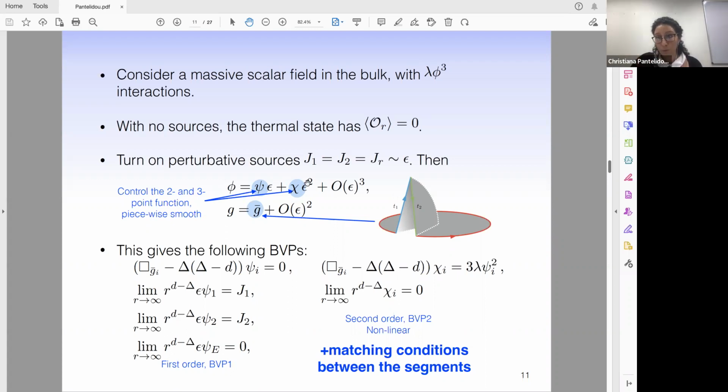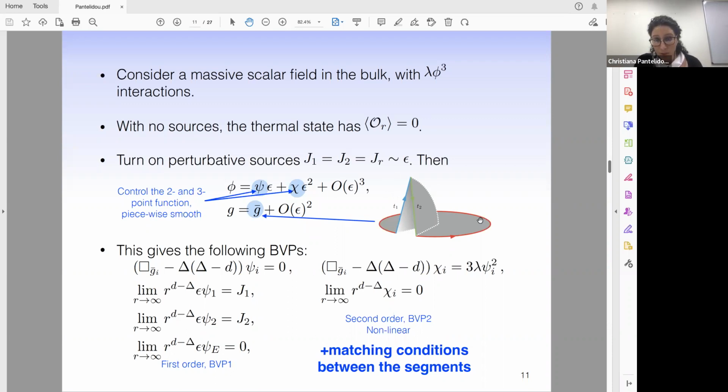If I wanted to compute 4-point functions and above, I would have had to consider higher order terms here, but for the purpose of this talk, I don't need to consider anything else. Now, of course, we also have the metric, and we need to worry whether we need to include any back reaction. But it turns out that at the order we are interested in, we don't need to include any such back reaction.